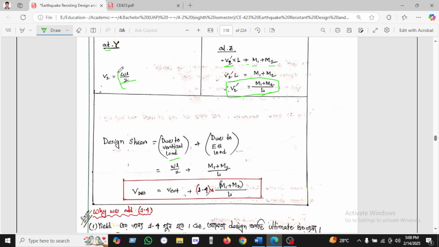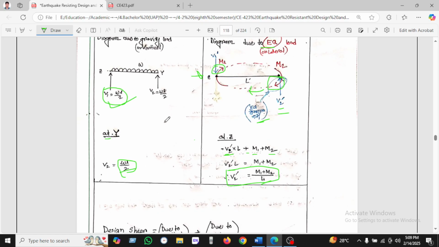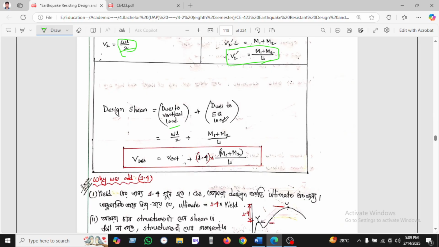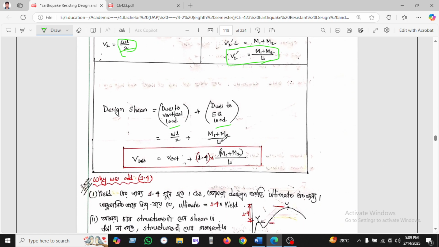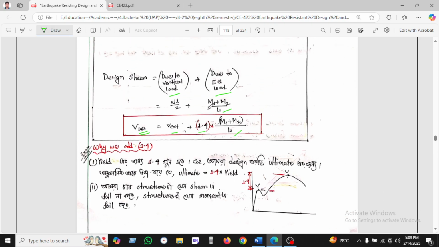We have found WL by 2, as we have seen here, and due to earthquake load we have seen how we get this earthquake load, M1 plus M2 divided by L. So the design shear will be vertical plus 1.4 times (M1 plus M2). Why are we multiplying by 1.4?